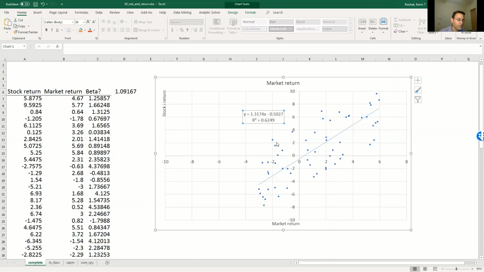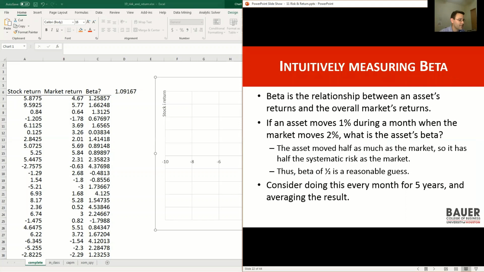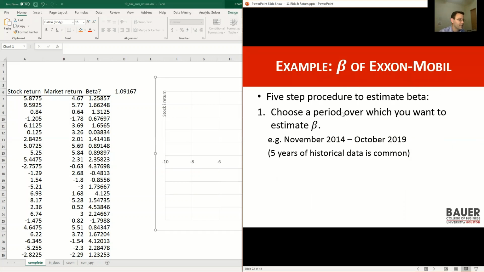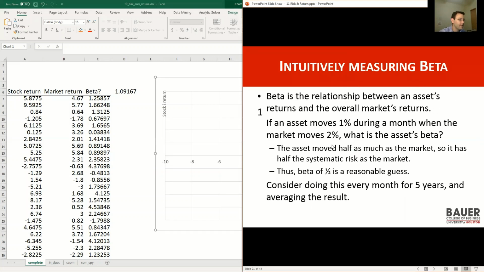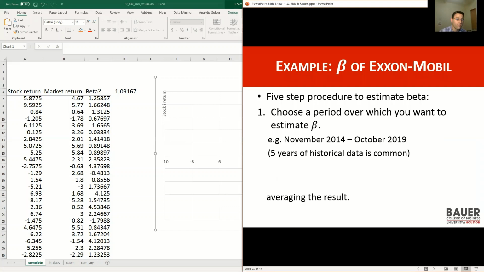I'm going to walk through it once. It's also in the slides. So if I pull up the slides again, we have this kind of intuitive way to estimate beta. It's just a relationship between the stock and the overall market. We can calculate it more formally by downloading data for the stock.